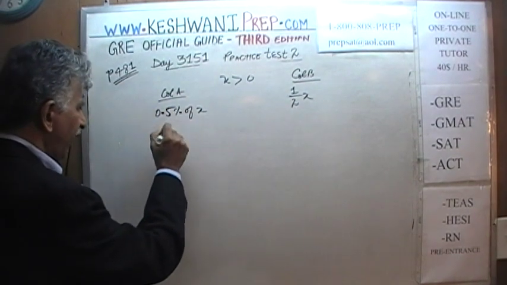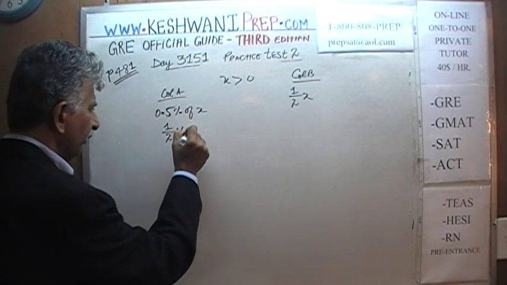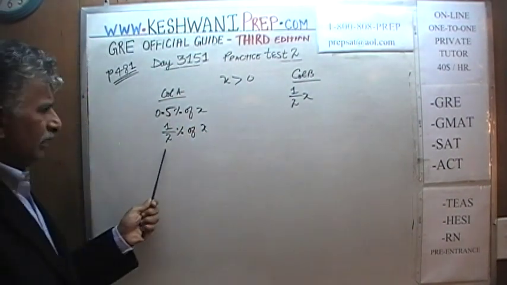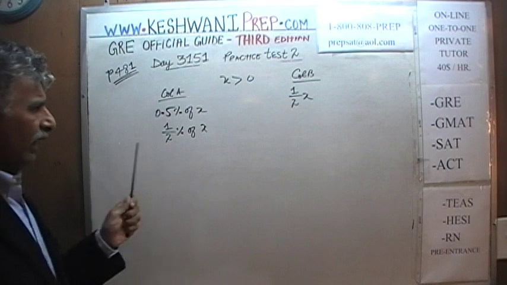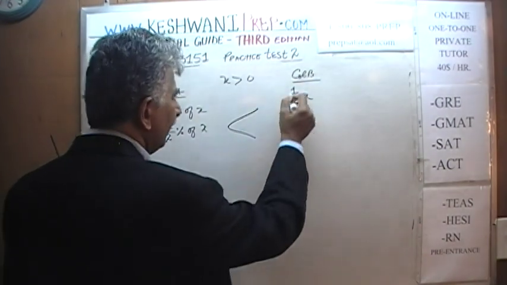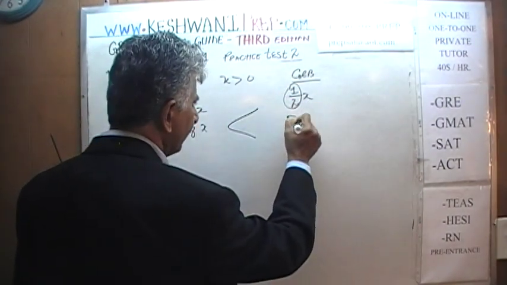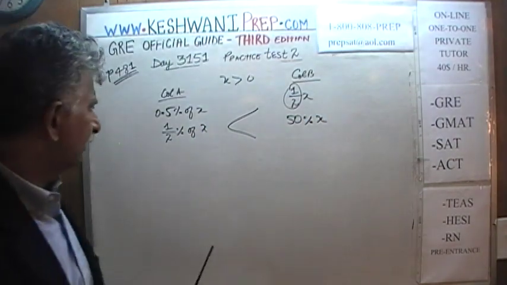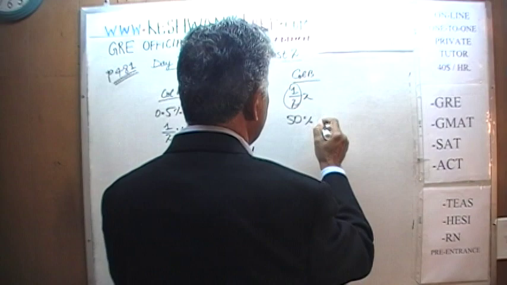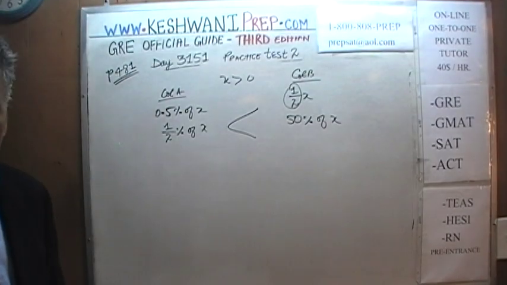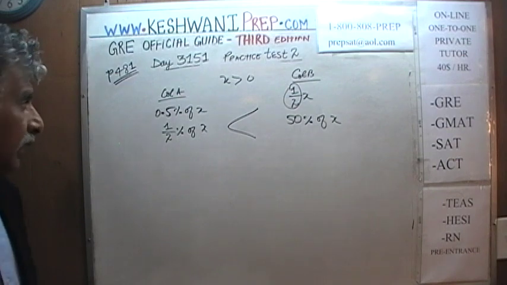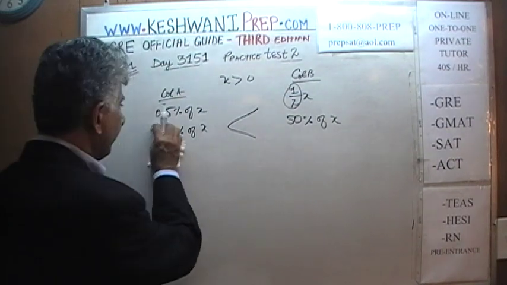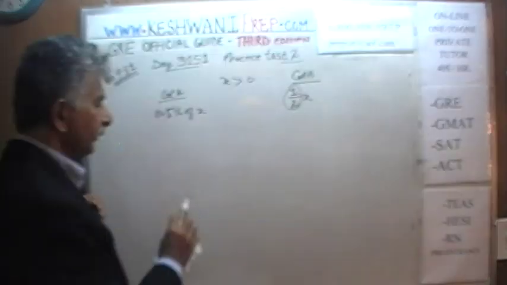0.5% of x, whatever the quantity is, if you take 0.5% of that quantity, obviously it is going to be far less than 1/2 of the quantity, which is 50%. 50% of some quantity, of course, is going to be far greater than 0.5%. So that's one way of doing it. If you want to do it in terms of fractions, here's another way.